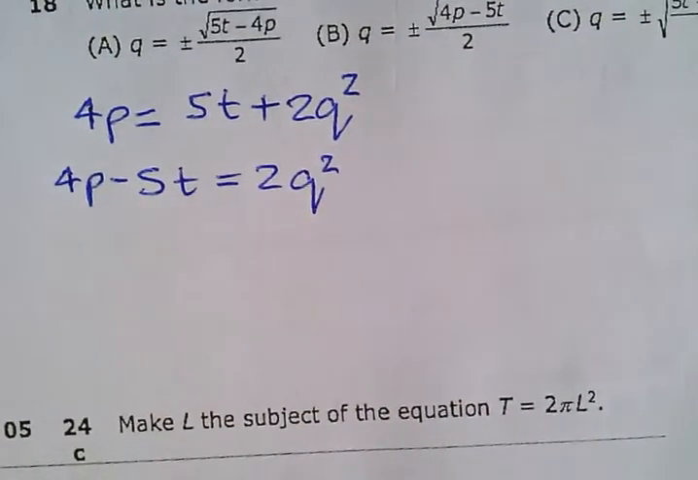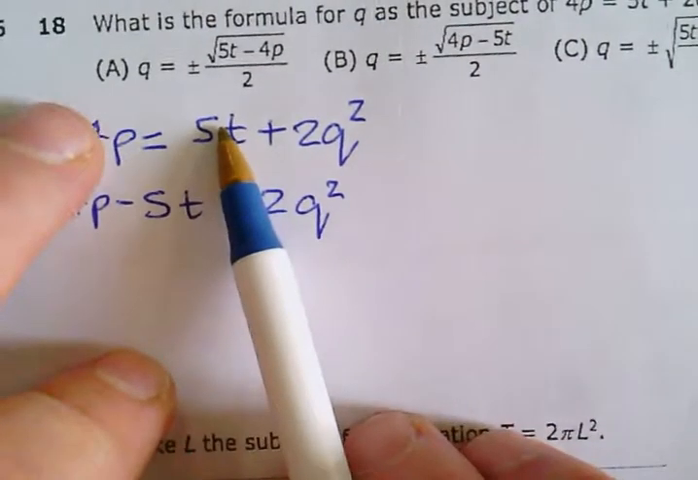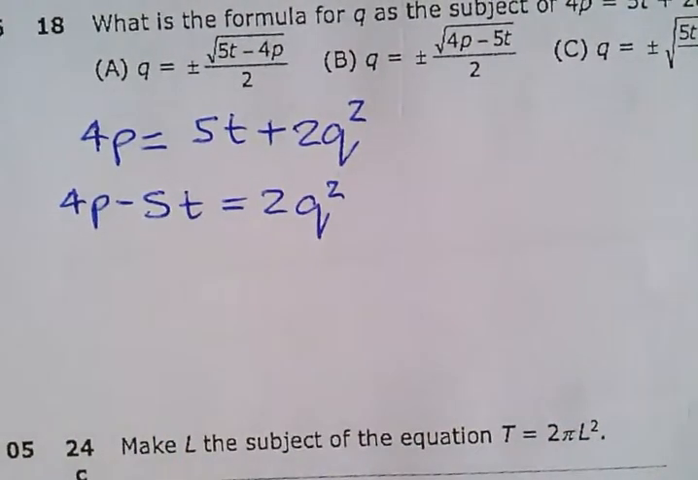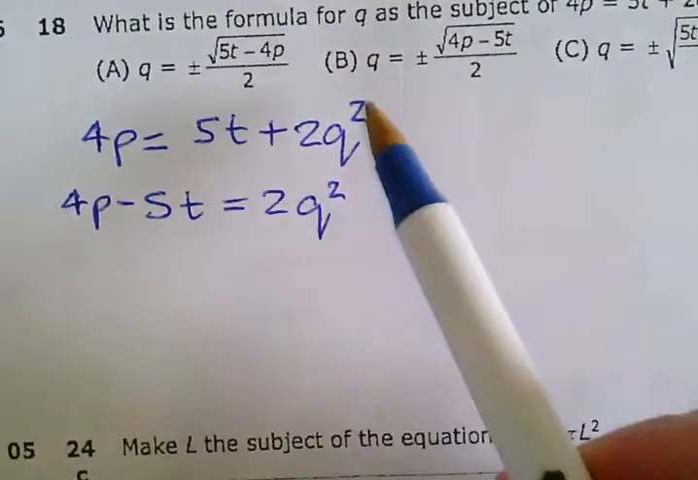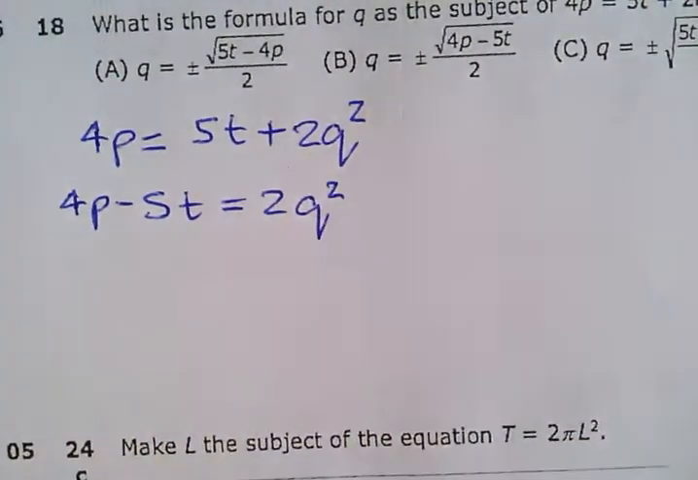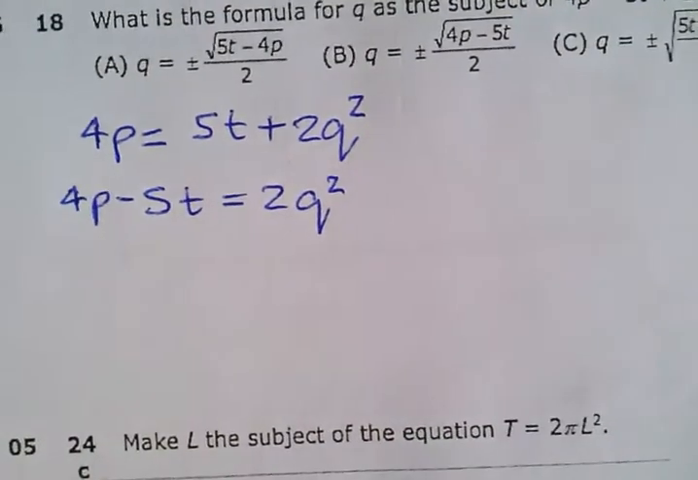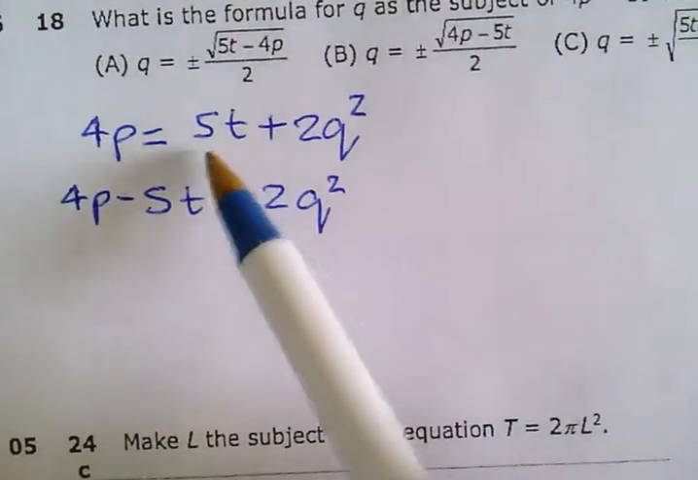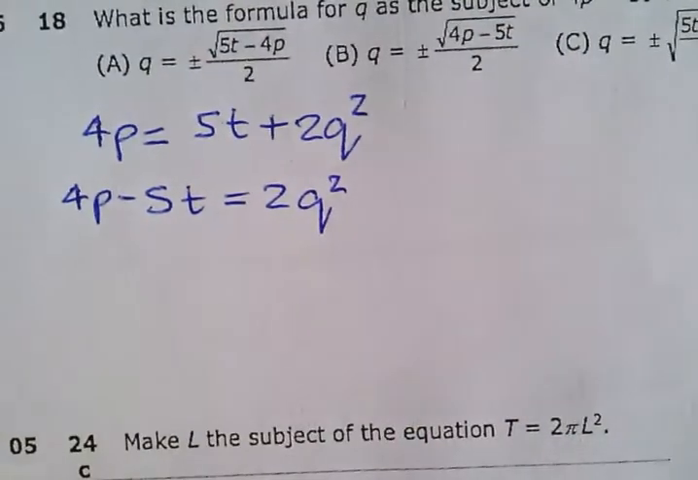Sometimes have a quick look and see. But look, this is on its own, this is on its own. You're trying to get everything away from the q. This 5t's got nothing to do with this 2q squared. Take it over. What happens next? Whenever you take something to the other side, you always put it at the back.